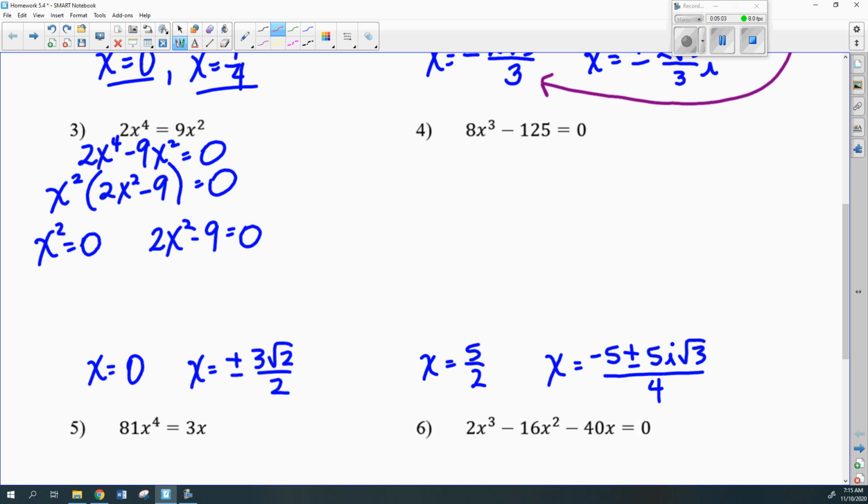And so then for the first one here, I'm going to take the square root. And remember, when you square root 0, you do not need a plus and a minus. All right, and then for the second one, I'm going to add 9 and divide by 2. And then I'm going to take the square root.